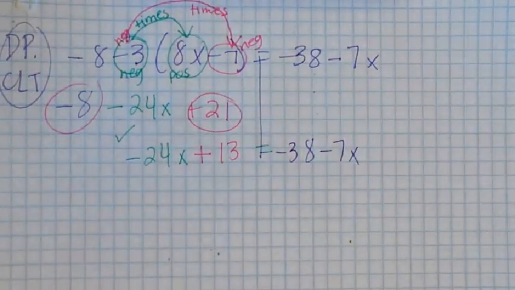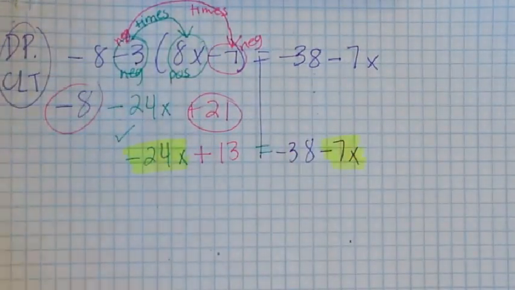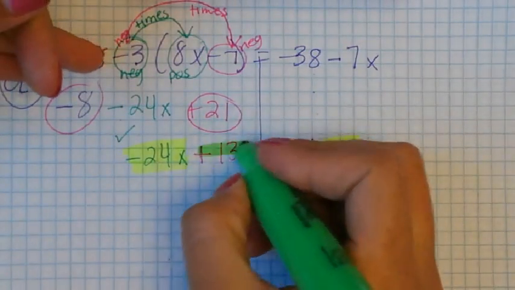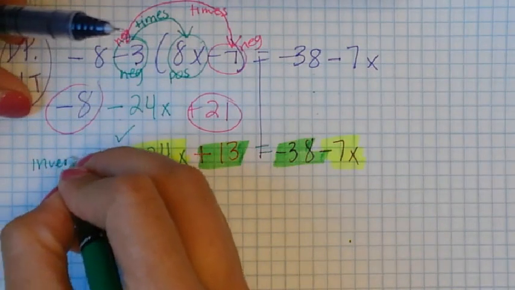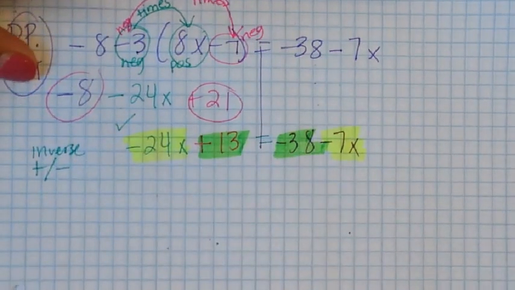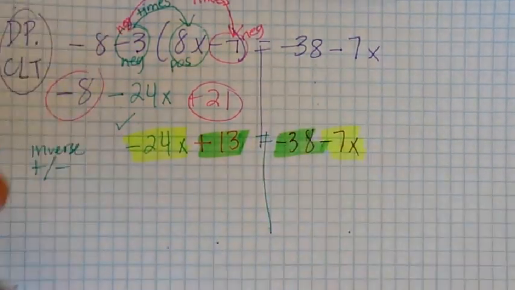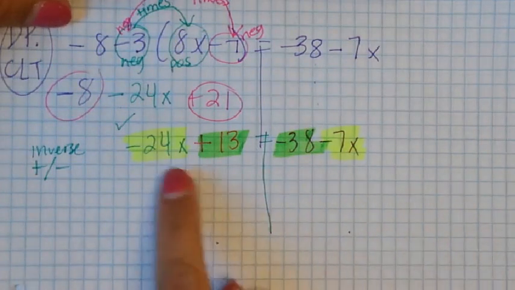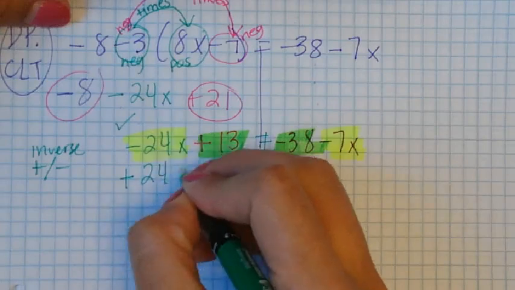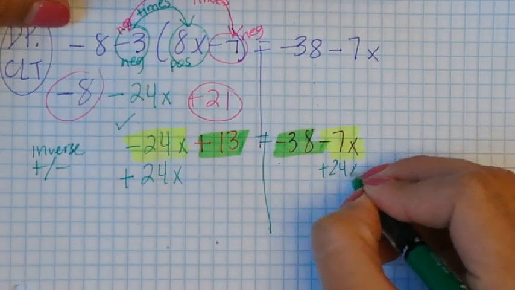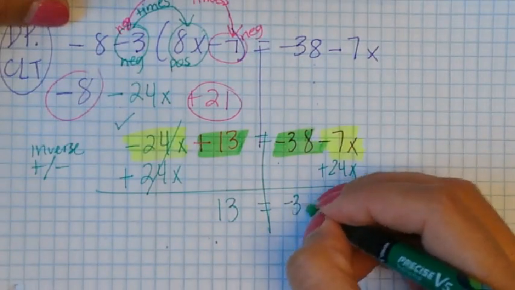Okay, now I'm at that stage where I have a variable term on each side and a constant term on each side. So now I'm ready to do inverse operations that are plus or minus only, to move them around so that I have the variables on one side and the constants on the other. So in this case, I'm going to decide to move the 24x over here. So I'll do the inverse, which is plus 24x. And I'm left with 13 equals negative 38.